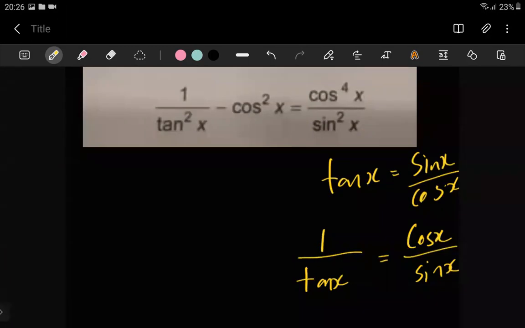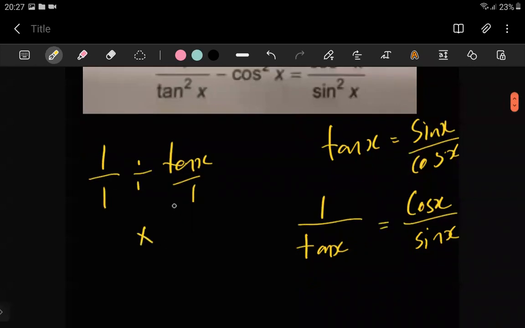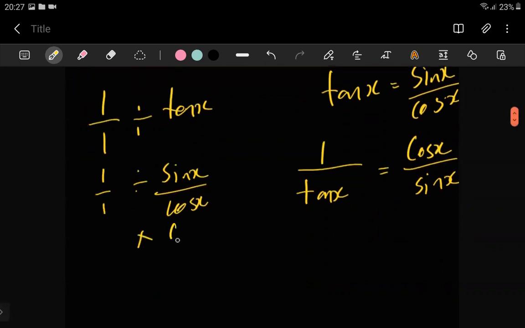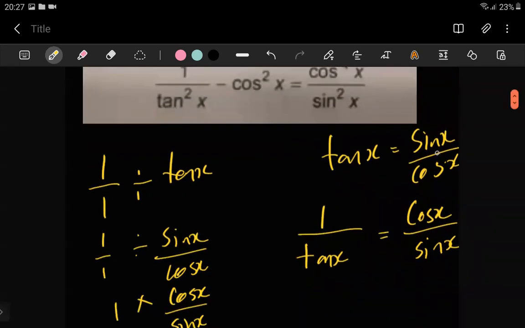Yes, 100%. Because look, 1 over 1 is just 1 over 1, divided by tan x. You're dividing by sin x over cos x, which you can flip, as you said, and then you can see that it's just cos x over sin x. That's why from here you can just go straight here. Now, if this is squared, these have to be squared. Do you get it?